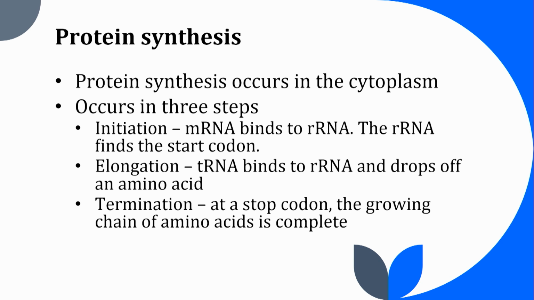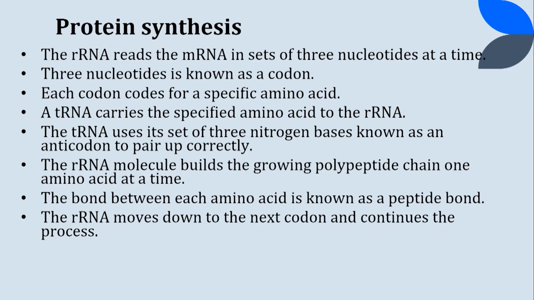At a stop codon, the growing chain of amino acids is complete and we have made a polypeptide. At that point, the polypeptide needs to fold a little bit. The folding process for these is very complicated. Once it's done folding, we'll make a protein, okay? So let's get into some of the more nitty-gritty details here.